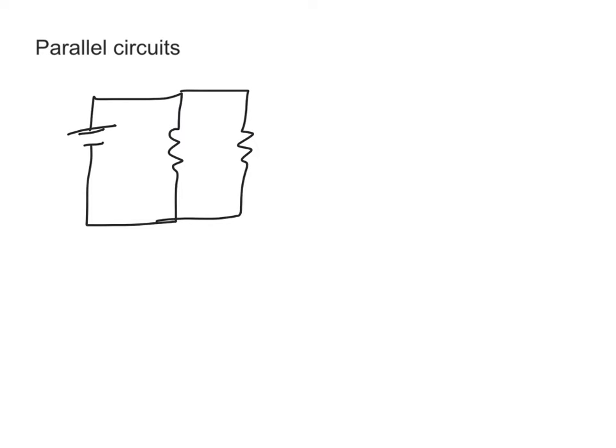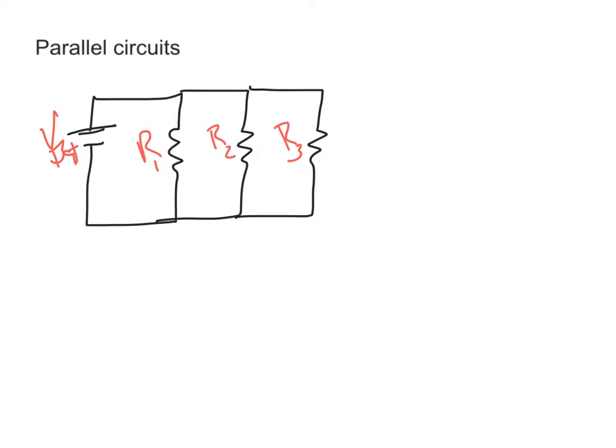Okay, so parallel circuits. Let's draw one of those real quick. We have our battery, resistor, resistor, resistor. So there we go. And again, let's label them R1, R2, and R3. And this is my total voltage or my battery.